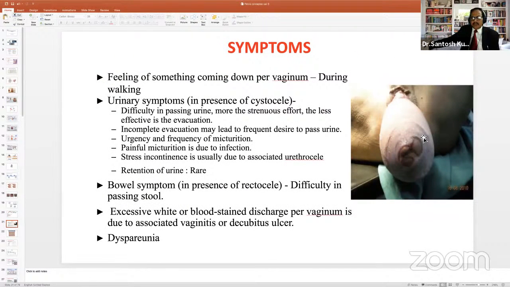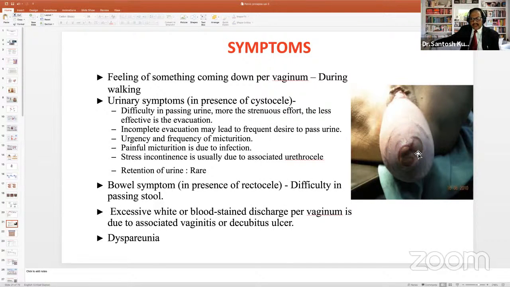And this is complete procidentia, in which you can see the uterus outside the vagina, and you can see the ulcer also, known as a decubitus ulcer, as happens with DVT or varicose veins, in which a person can develop an ulcer in the feet. Here there is venous stasis, and when blood supply comes in and venous stasis is there, the patient can develop swelling of the uterus and ulceration.